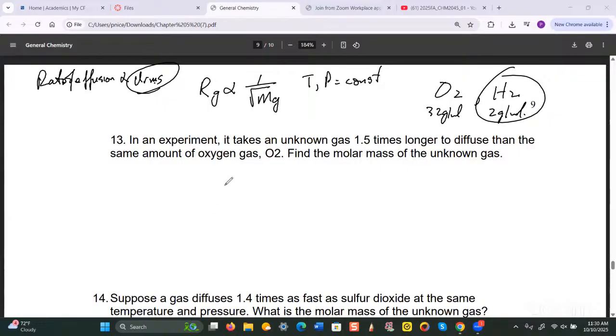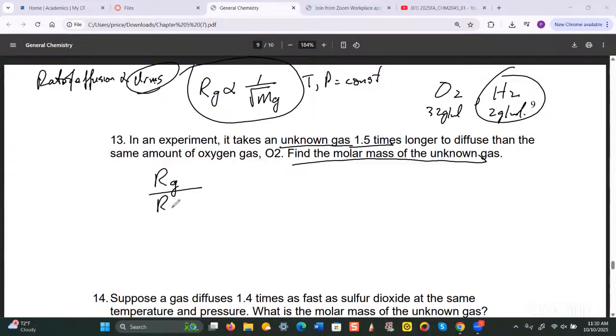It says, in an experiment, it takes an unknown gas 1.5 times longer to effuse than the same amount of oxygen gas. Find the molar mass of the unknown gas. Now, based on this relationship here, we can relate the rate of effusion of the unknown gas to the rate of effusion of oxygen by this equation. Rate of effusion of unknown gas divided by the rate of effusion of oxygen would be equal to the square root of the molar mass of oxygen divided by the molar mass of the unknown gas.